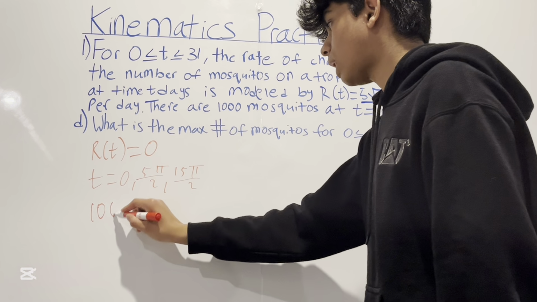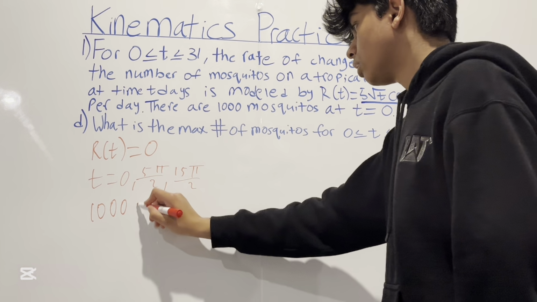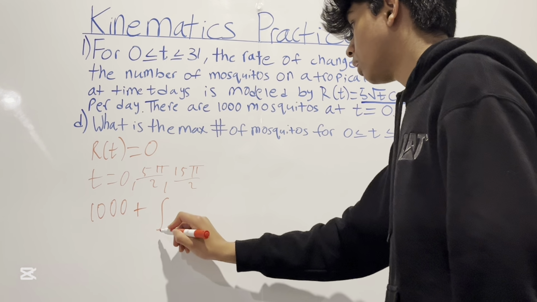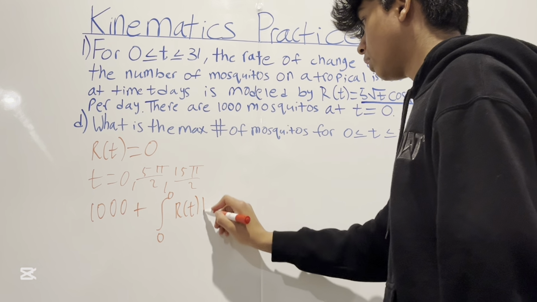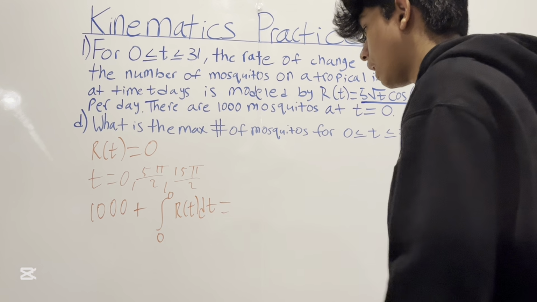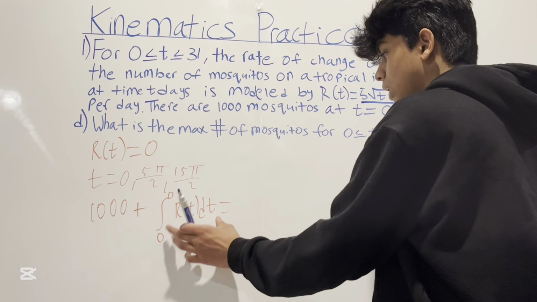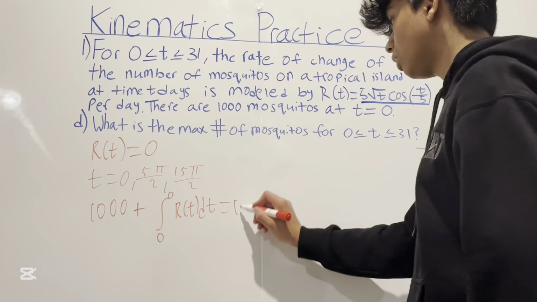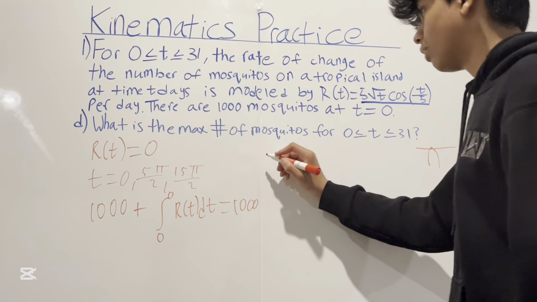So the first one, let's just do over here. Remember, we're adding 1,000 because that's how many was there at t equals 0. 1,000 plus from 0 to 0 r of t dt. And if you remember, if the bounds are the same, then this is just going to be 0. So this is just 1,000.